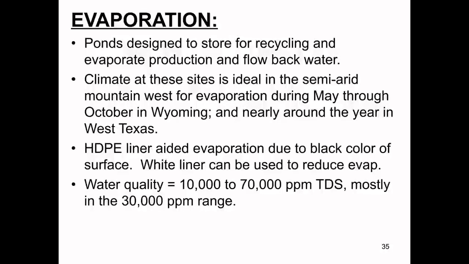So evaporation, when you take these ponds and you put the water out there, the water tends to evaporate, and the climate at these sites is semi-arid and ideal for this. Also, the black liner aids in the evaporation. The water is about 10,000 to 70,000 parts per million total dissolved solids, typically about 30,000.